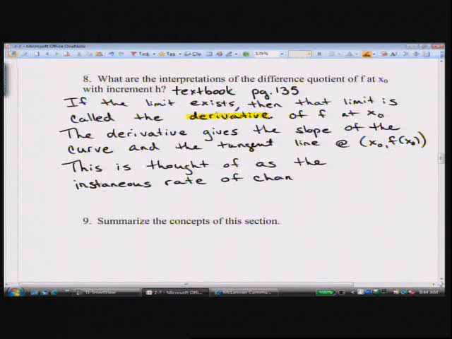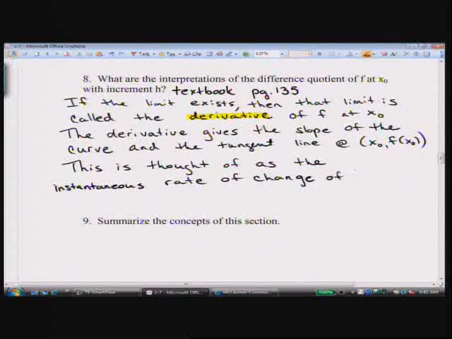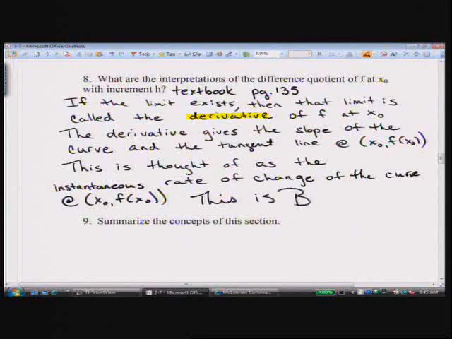Do you like the way I spell that? I can't really spell instantaneous. It's got a lot of T's and A's and N's. Instantaneous rate of change, like that better? Of the curve at the point x naught, f of x naught. And this is big. One of the big ideas.